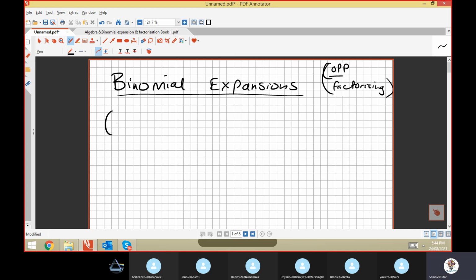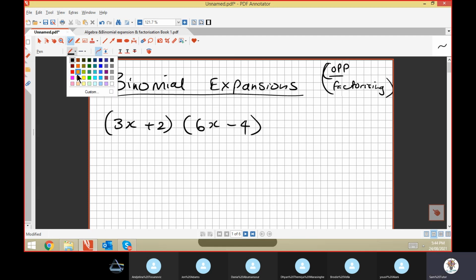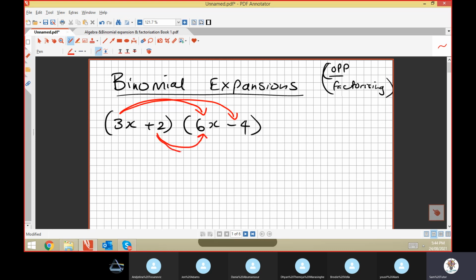So you'll have questions like this: 3x plus 2 multiplied by 6x minus 4. And the way to expand this is your first term multiplied by your first term of your second bracket. And then again, your first term here multiplied by the second term. And you just do the same thing again with the second number. So second number multiplied by the first term, second number multiplied by the second term. It's all about multiplying.